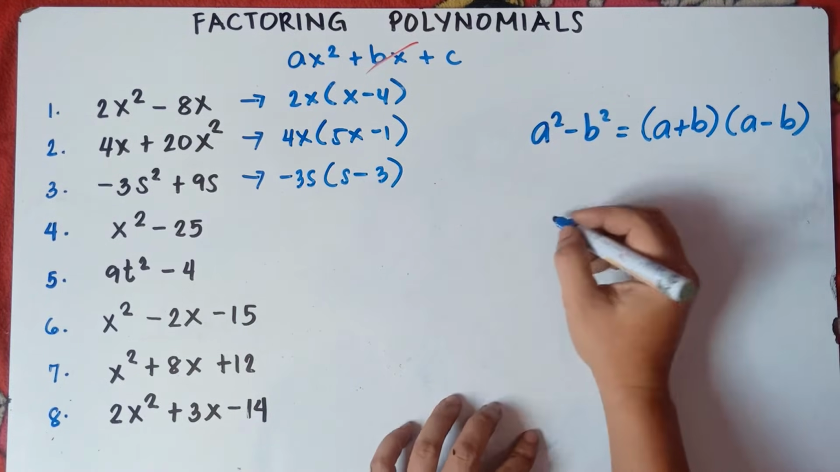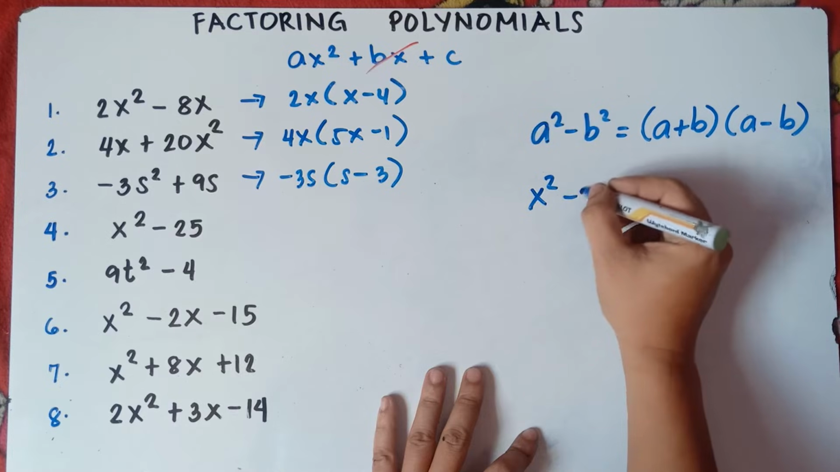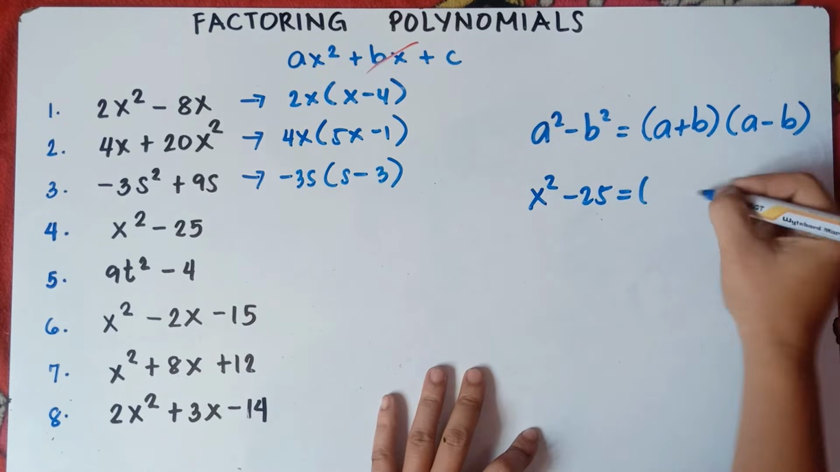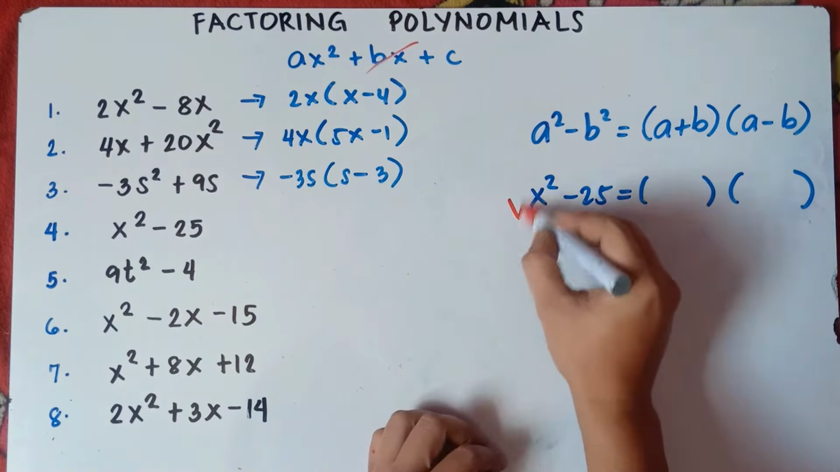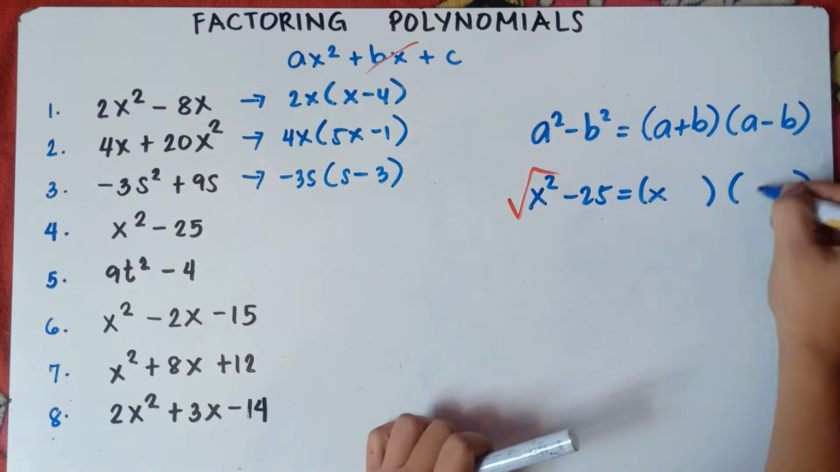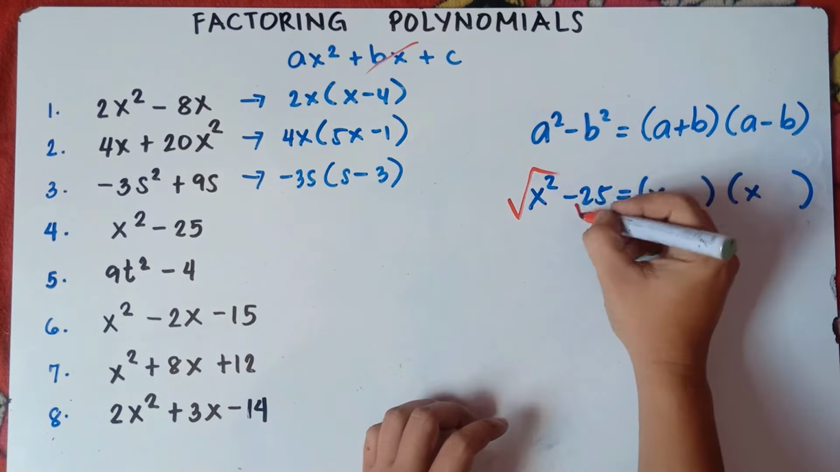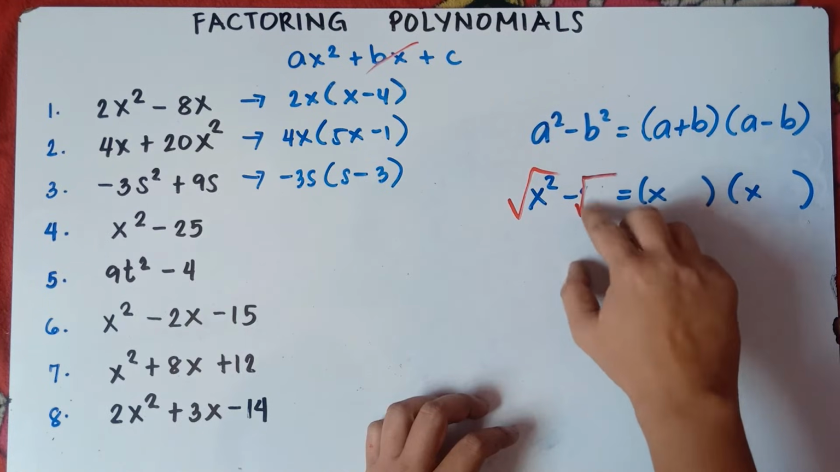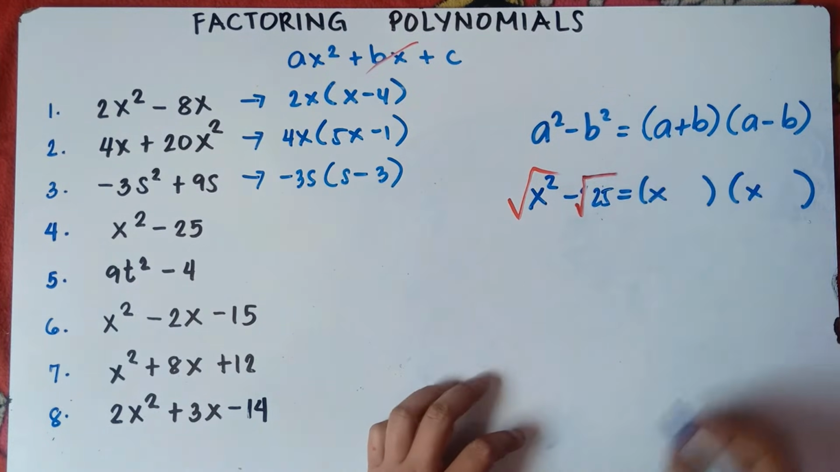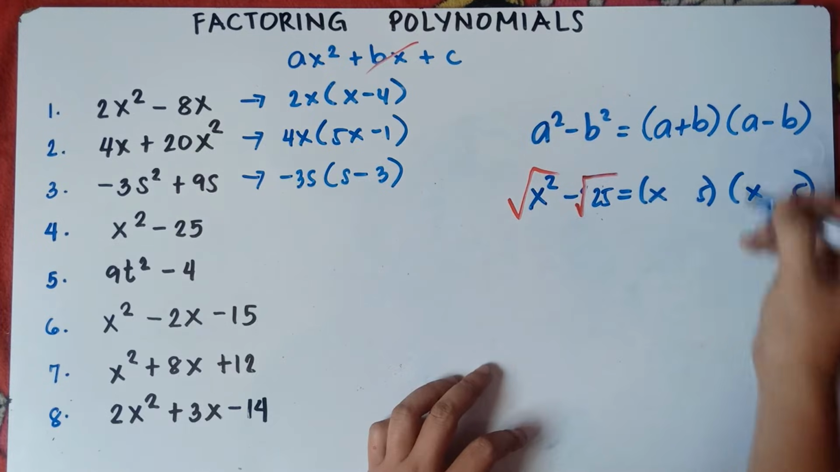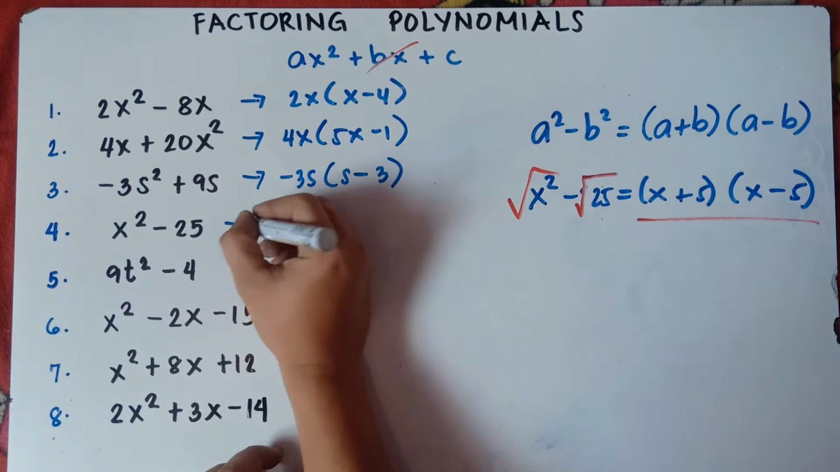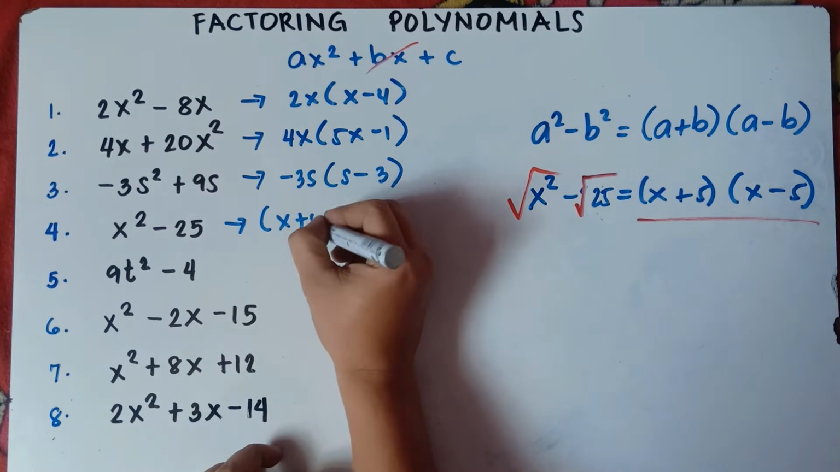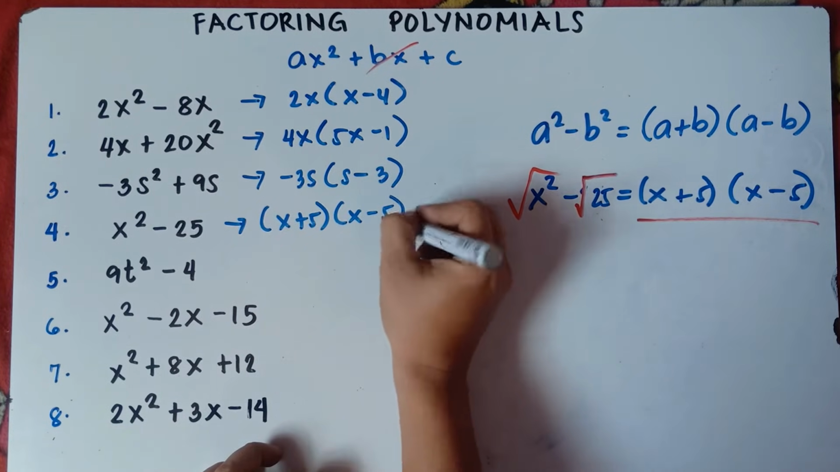So let's try number 4, class, to understand it more. So x squared minus 25. So once again, you put two parentheses, right? Two quantities. Get the square root of the first term; the square root of x squared is x. You put two x's, then the square root of 25. So the square root of 25 is 5. You put two 5s, and then copy plus minus. That's it, class. That's the answer for number 4. Easy for number 4, right? So this will be our answer: x plus 5 and x minus 5.